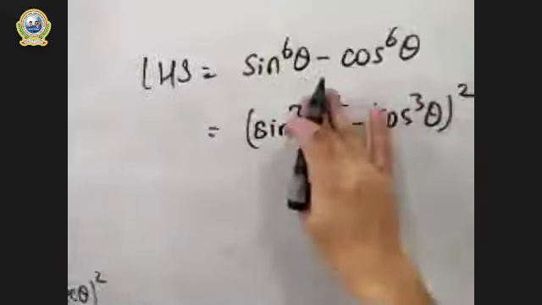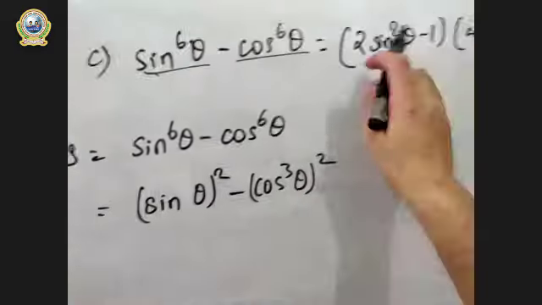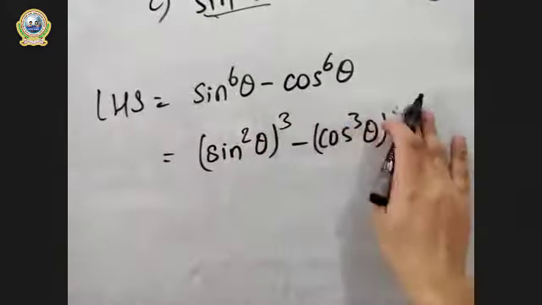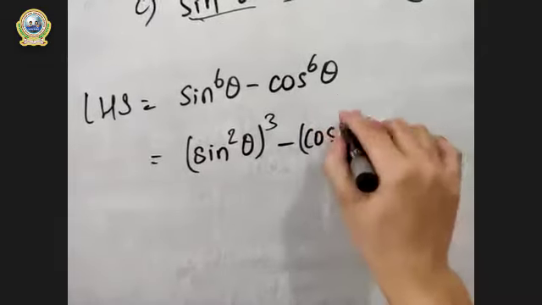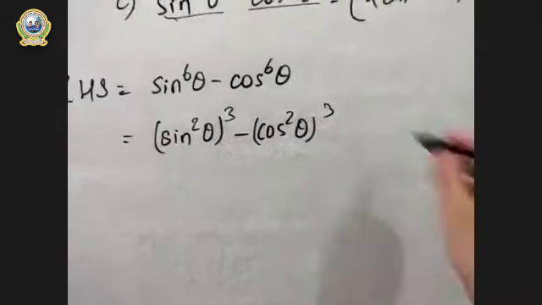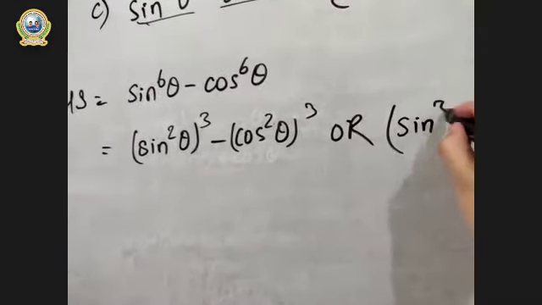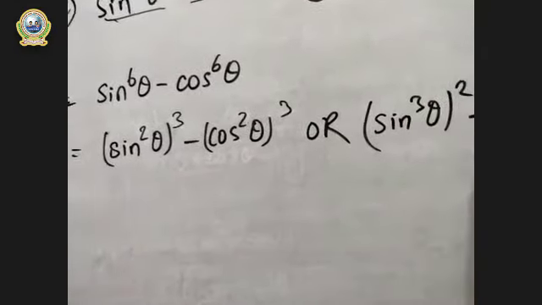Or you can do, hey, wait a second, just a second. I think this is a bit in the next format. You can do this. You can do sine square whole cube and cos square whole cube, right? Or we had a next option, right? Sine cube whole square minus cos cube whole square.